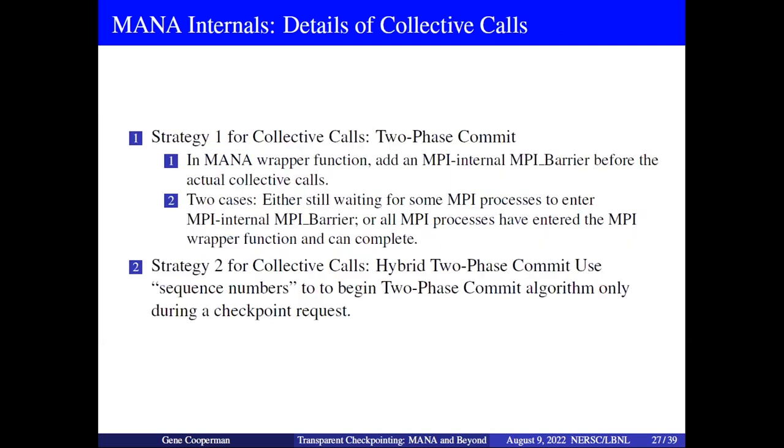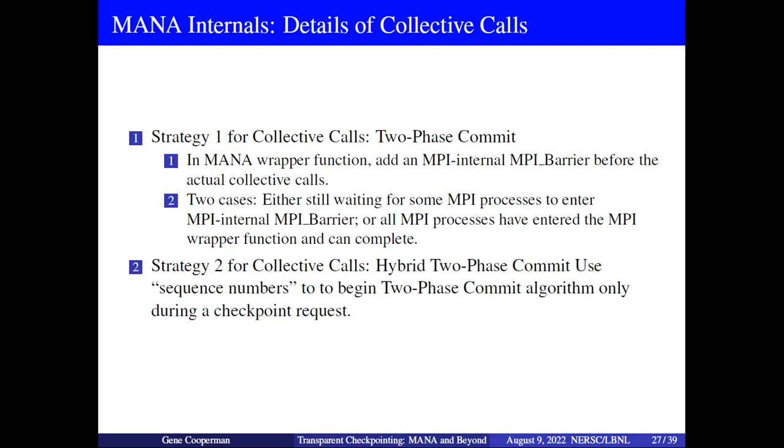And then we come to collective calls, the two-phase commit. For collective calls, two-phase commit, we go through a wrapper function in MANA as before. And in that wrapper function, instead of immediately calling the collective call, we call MPI barrier first. So we call MPI barrier, and then we call the actual collective call.